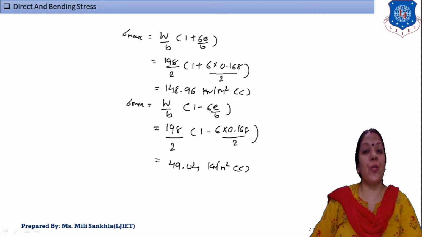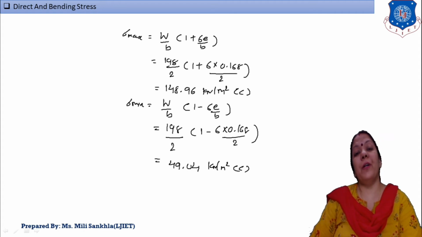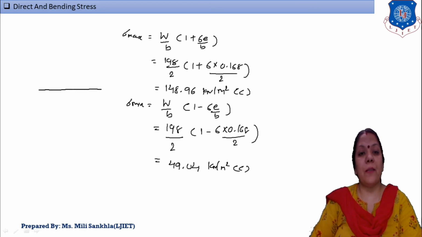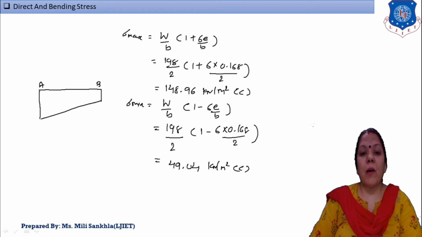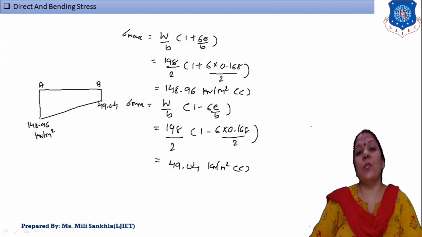Now we draw the stress distribution diagram for the retaining wall which is full with soil. First of all, draw this baseline. This point is point A, this point is point B. Now our eccentricity is negative, that means our sigma max is on the left hand side and sigma minimum on the right side. Simply connect this. Sigma max we get 148.96 kilonewton per meter square, and sigma minimum 49.04 kilonewton per meter square.